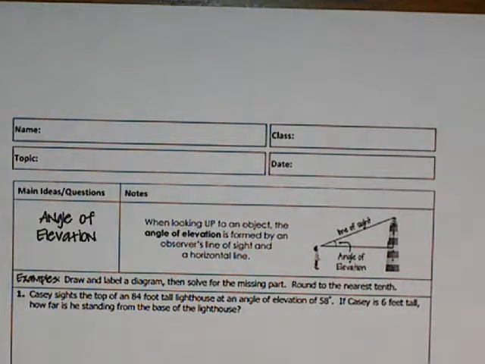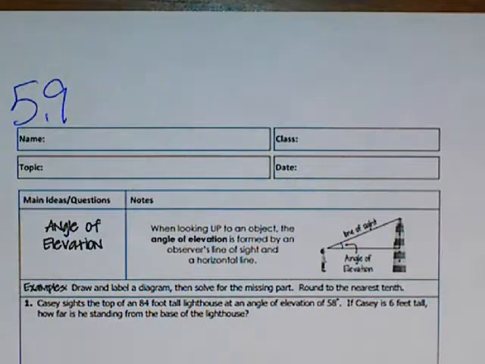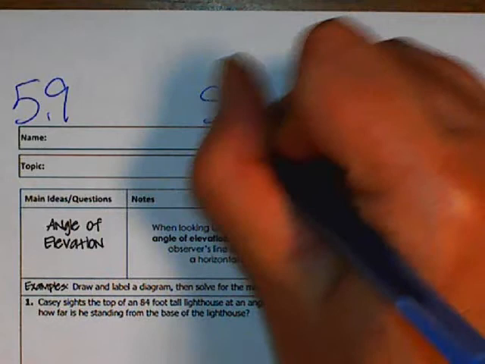Alright, so we need to put 5.9 on here. It just makes it easier for us to keep up with everything if it has stuff like that on there. So we're going to do that from now on.